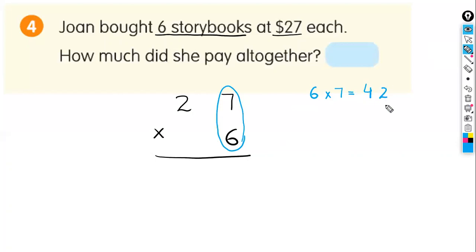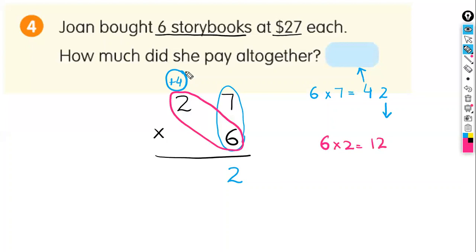Now, this 2 will go down and the 4 will be taken as a carry. So I will write 2 at the ones place and the 4 will be taken as a carry at the tens place. Now, the next one is, I will multiply the same 6 with 2 at the tens place. So 6 times 2 is equal to 12. Now look that we also have a carry, so I will just add this carry into 12. I will get 16.